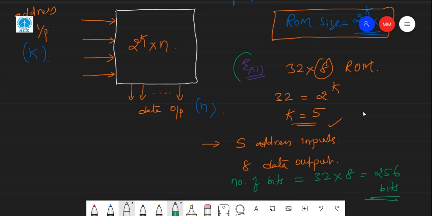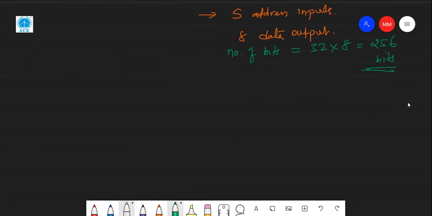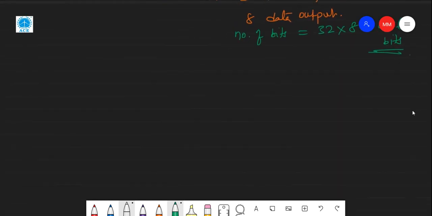Okay, so this is a simple example of a 32 into 8 ROM. This is the size of the ROM that we generally need to calculate. Let us take the internal functionality of ROM by taking a simple example.